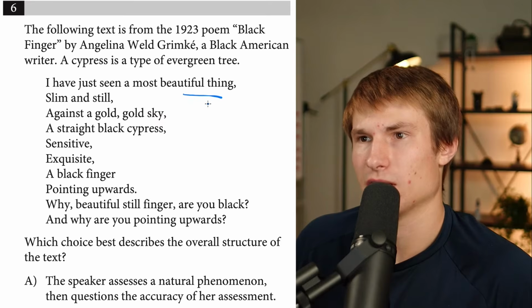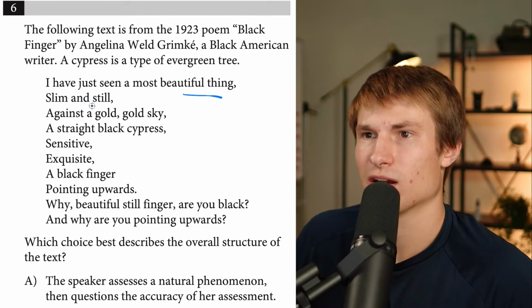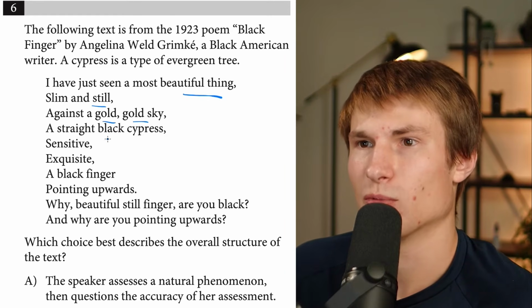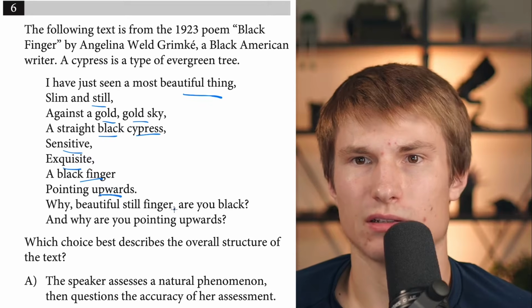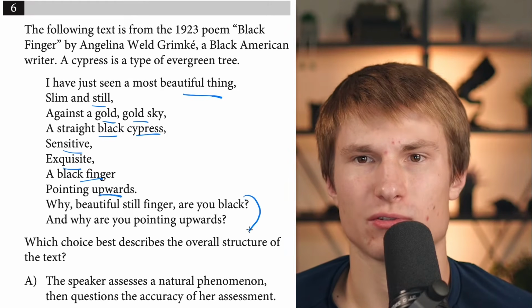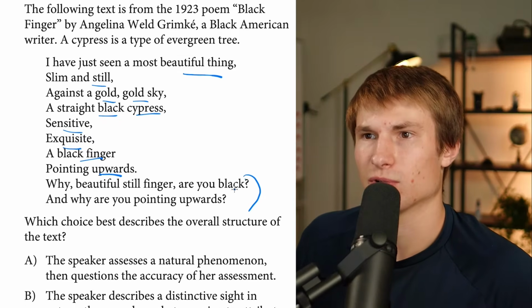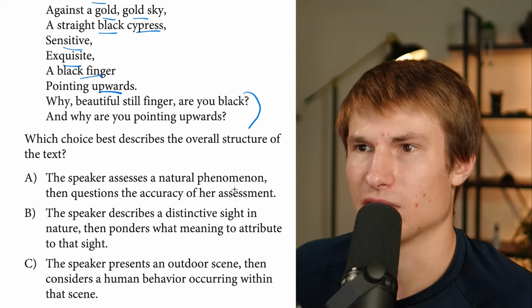Well, we start by stating that she has seen a beautiful thing. Then we describe that slim and still. We describe more about sort of the background of it. We keep on continuing to describe it. Okay, and then we describe sort of where it's pointing, and then we ask these questions of why, beautiful still finger, are you black, and why are you pointing upwards? So we start out with pretty much a vivid description, and then we get into these questions.